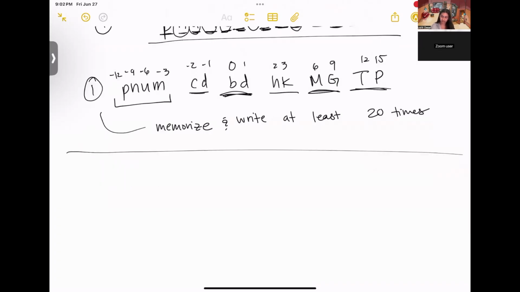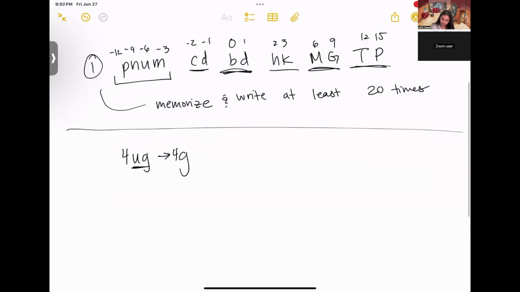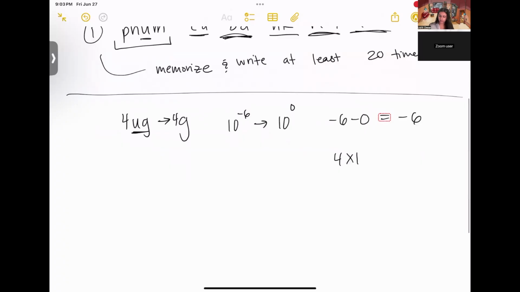So we'll do examples now. Let's do something simple. We want to do micrograms to grams. We can do 4 micrograms to 4 grams. So how we do this is micrograms, that's 10 to the -6, going to grams, which is 10 to the 0. So you want to do -6 minus 0 is -6. And that one's pretty simple. So it'd be 4 times 10 to the -6 grams, the one that you were looking for.